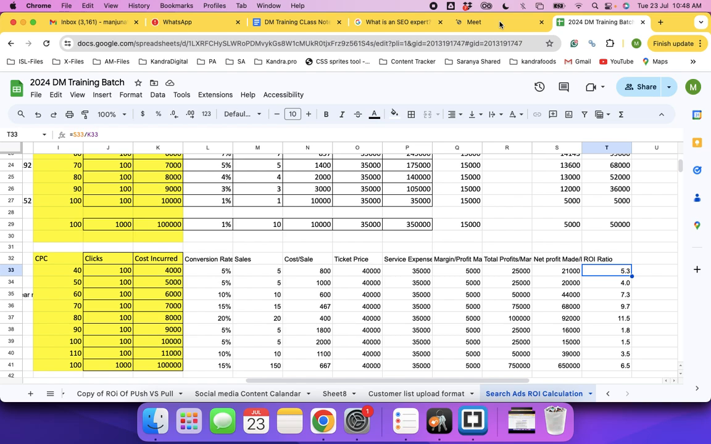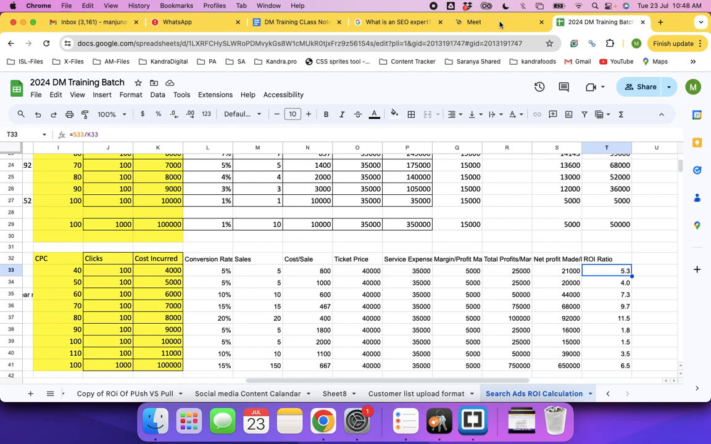Conversion rate is 15%. Assumption. When you run the actual campaigns, you will get to see the conversion rates. So based on that, you will decide. See, if your conversion rate is 15%, even at 5%, for every 1 crore of investment, you are making 4 crores. 4 times returns. For every 5,000 spend, you are making 20,000 returns. Correct? That's nothing but 4 times.